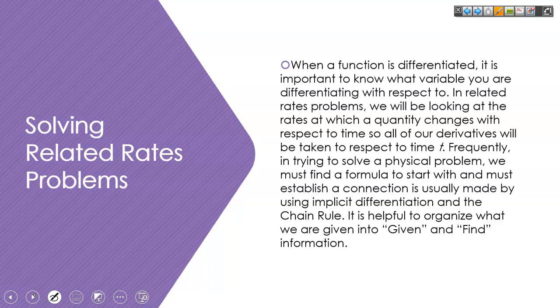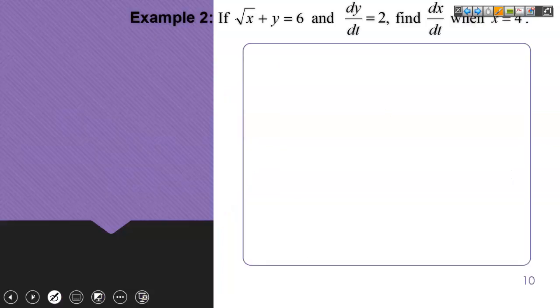So a lot of derivatives are dy dx. Related rates will be dy dt, dx dt, dz dt. They're going to be with respect to time. Hence the related part. So example 2: if the square root of x plus y equals 6 and dy dt equals 2, find dx dt when x equals 4.